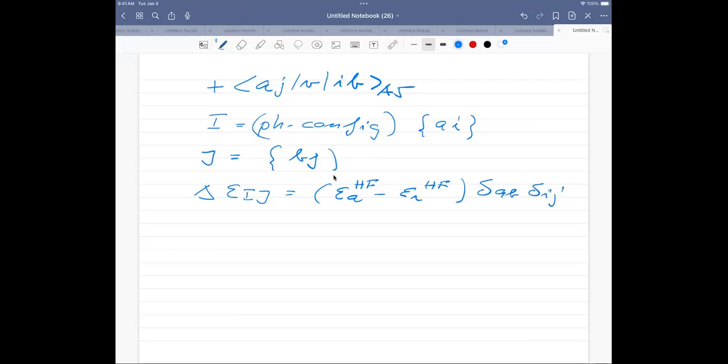I'm going to define yet another quantity. So I will define a vector, which is called delta C. So delta C now is a vector, and that contains all delta CIA.